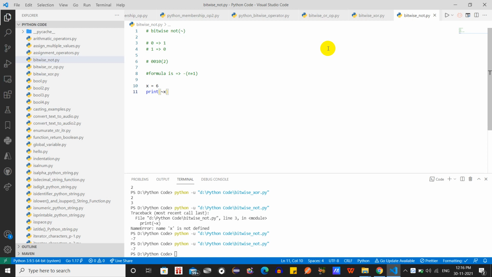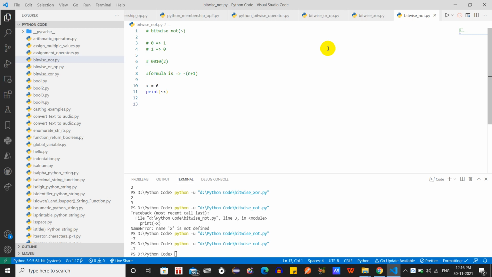If you go for the binary form also, 6 means 110. When you add 1 here, 1 added, that is 111, triple 1, and the minus sign is given, so it returns minus 7. That's it. Okay, this is the very easy formula to evaluate the bitwise not case.